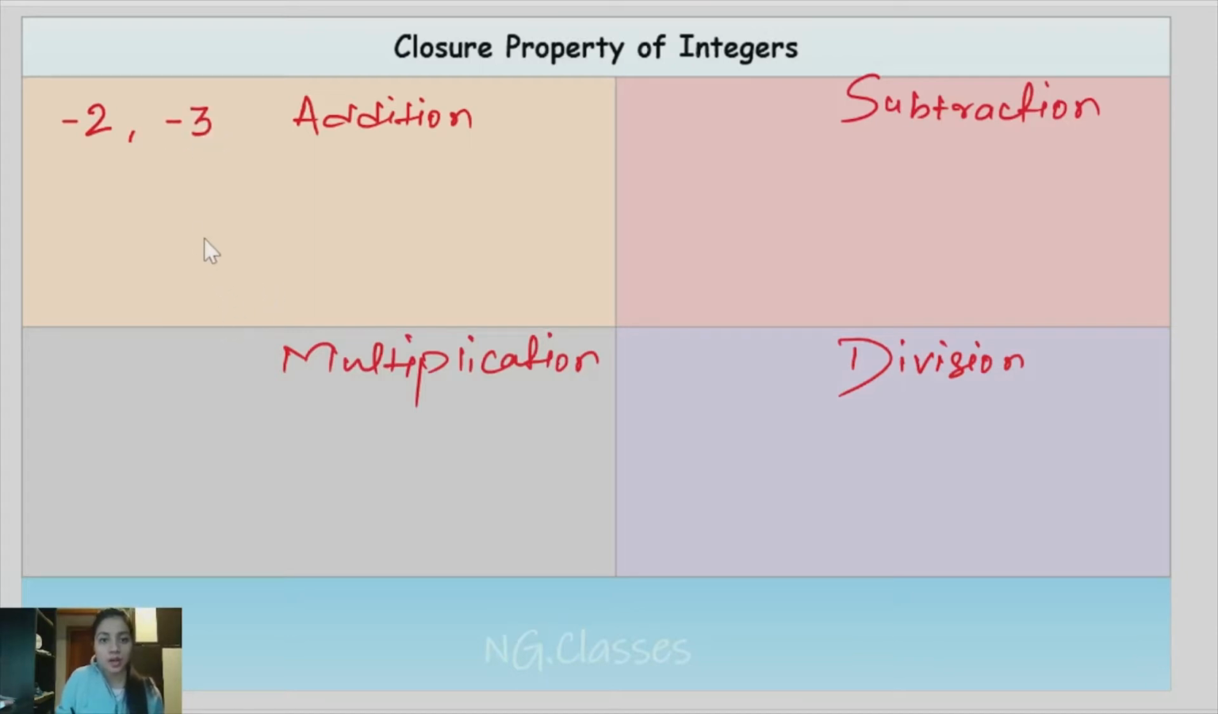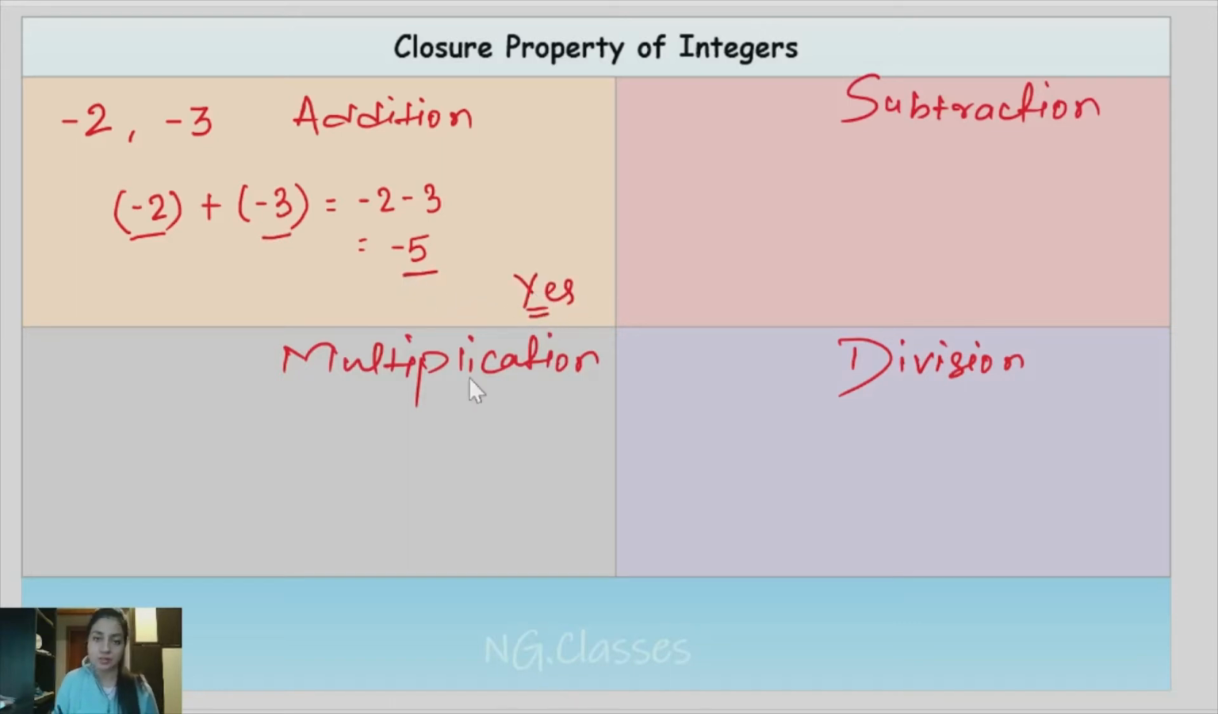Now add it. So -2 I am going to add with -3. What will we get? -2 minus 3, which will give us -5. So when I am adding two integers, my answer is an integer only. So yes, integers are closed under addition.